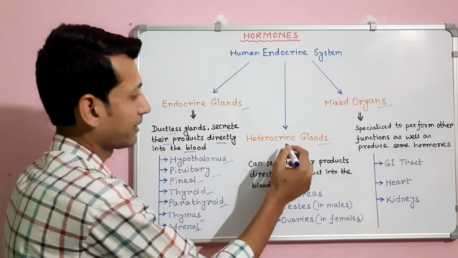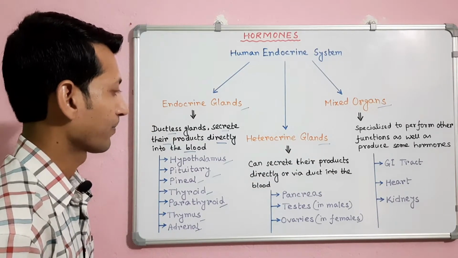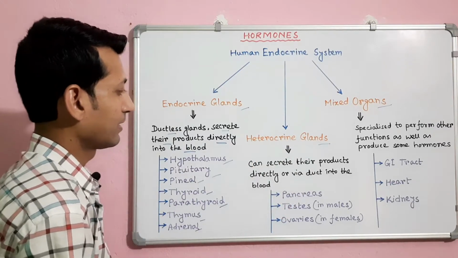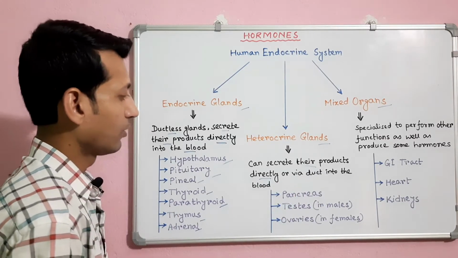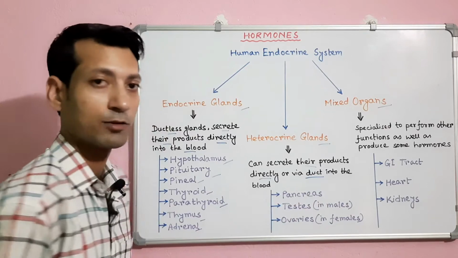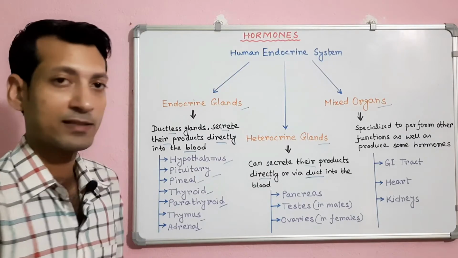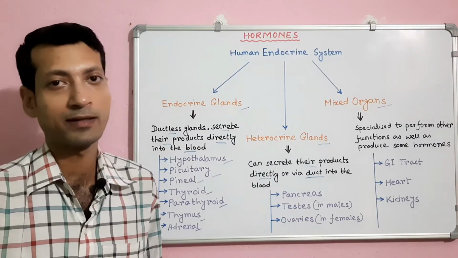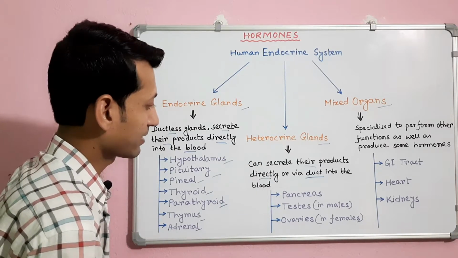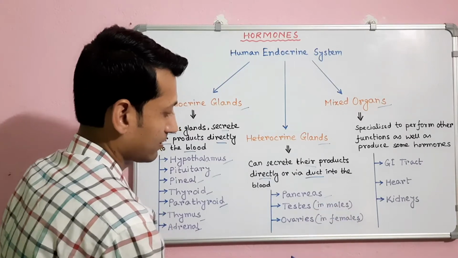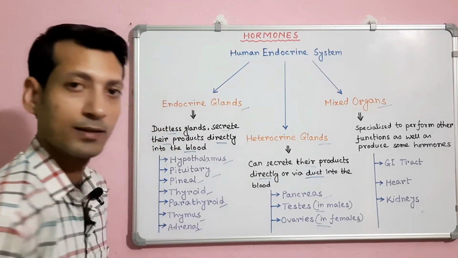There are some heterocrine glands or mixed glands. These glands can secrete their products directly or via a duct into the blood. It means these glands have both exocrine and endocrine function. Some important heterocrine glands are the pancreas, testes in males, and ovaries in females.